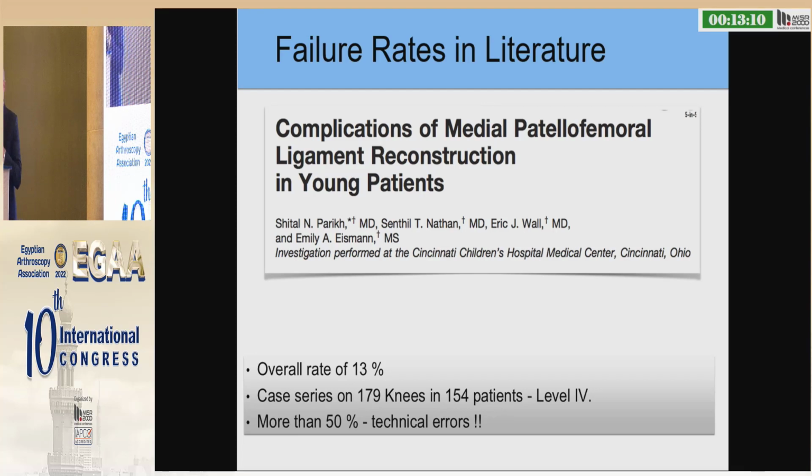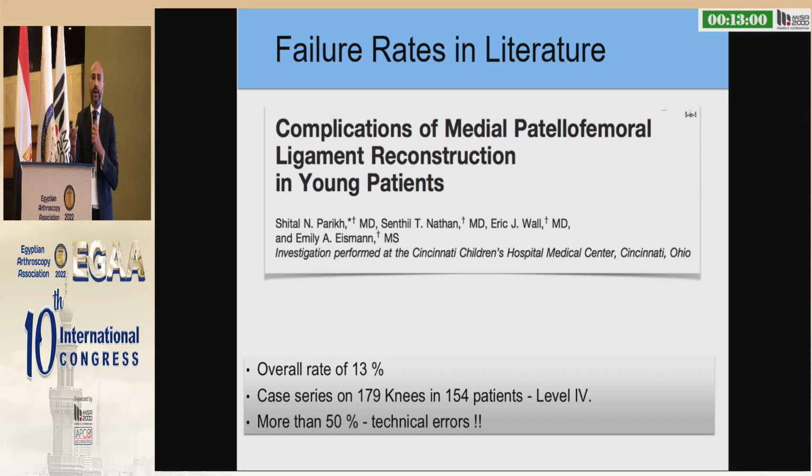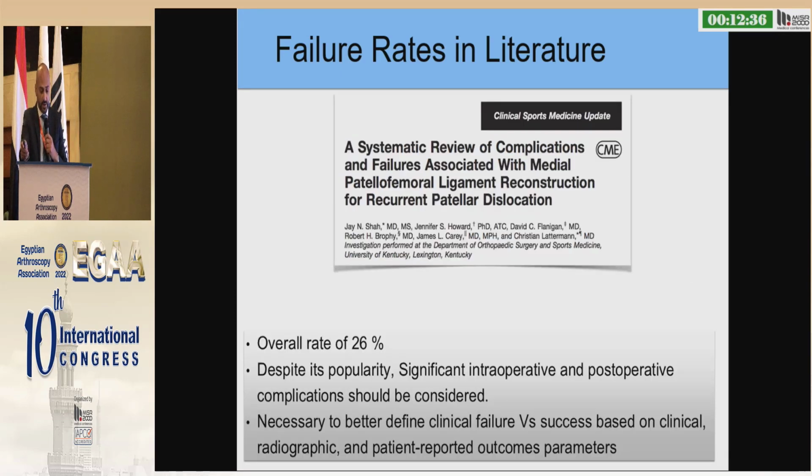Here is a case series reporting that the overall rate is 13%. We will find discrepancy in the recent literature about the complication and failure rate, and it starts from 2016; every year more and more authors are reporting about failures of the MPFL surgeries. It's a case series in 179 knees, and it reports that the overall rate of failure or complication is up to 13%. And interestingly, they report that 50% of these failures are because of technical errors.